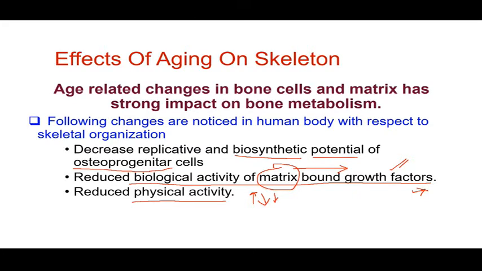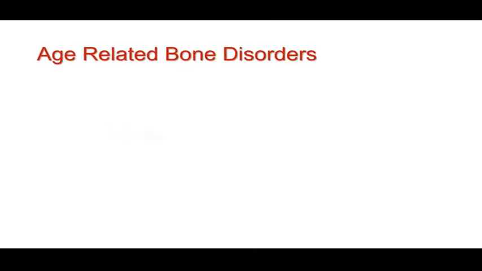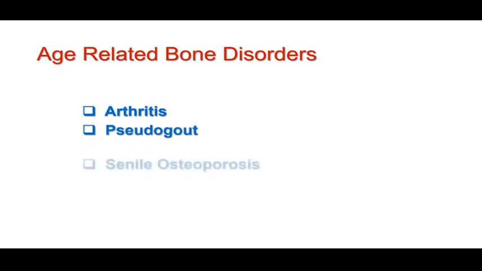Due to these age-related factors, certain bone disorders are commonly noticed in older persons. Let us discuss some of the age-related bone disorders. These include arthritis, pseudogout, and senile osteoporosis.